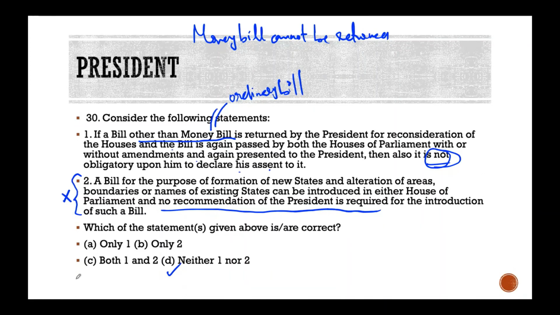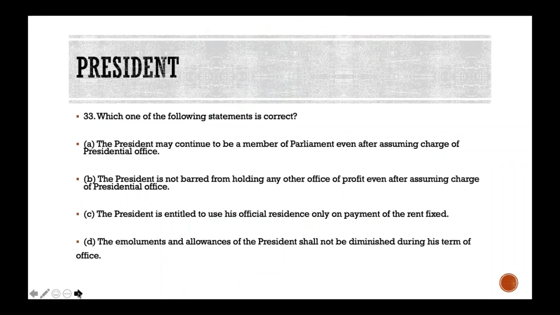Yes, sir. Perfect. Which one of the following is correct? The President may continue to be a member of the Parliament even after assuming charge of the presidential office. When you have situations like this, try to go back to Honorable former President Pranab Mukherjee and just think about what happened. The President is not barred from holding any other office of profit, even after assuming charge of presidential office.